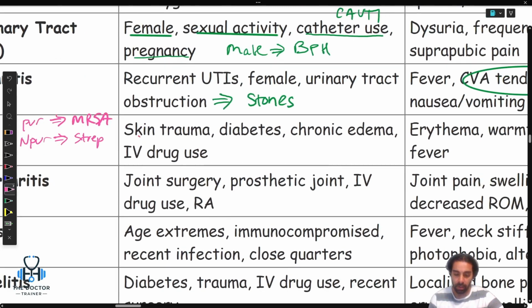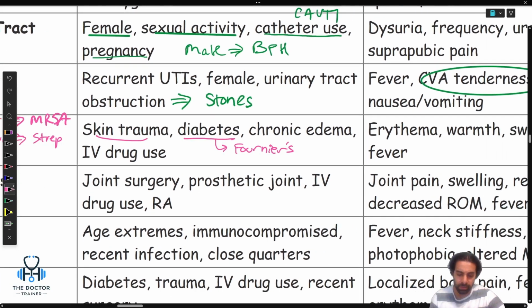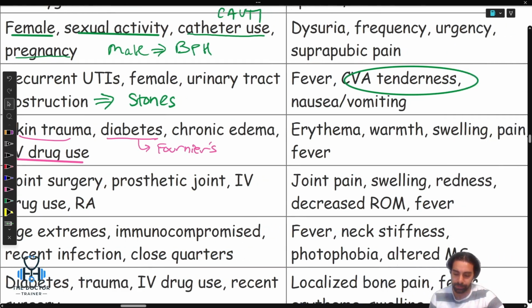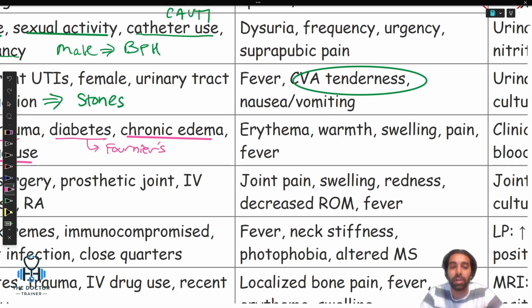So this can be from skin trauma. Diabetics get something called Fournier's gangrene, which is kind of a nasty necrotizing fasciitis slash cellulitis of the groin. And IV drug use can sometimes cause cellulitis at the injection site if they don't use clean needles. And then chronic edema is a good one. I think it's an interesting one because if somebody has bilateral lower extremity erythema, edema, you may think that they have bilateral cellulitis, but it's not very common for cellulitis to occur that way.